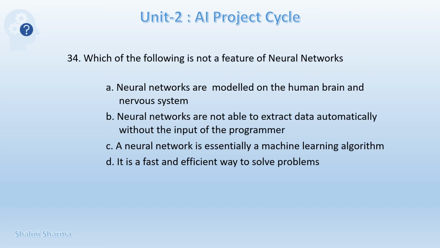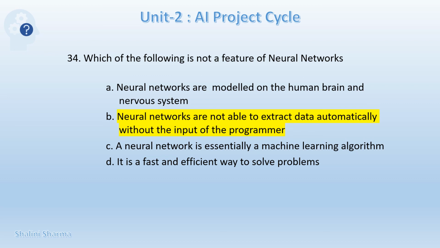Question 34. Which of the following is not a feature of neural networks? A. Neural networks are modeled on the human brain and nervous system. B. Neural networks are not able to extract data automatically without the input of the programmer. C. A neural network is essentially a machine learning algorithm. D. It is a fast and efficient way to solve problems.